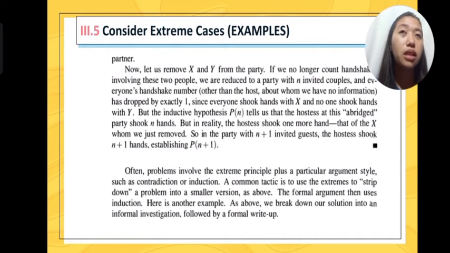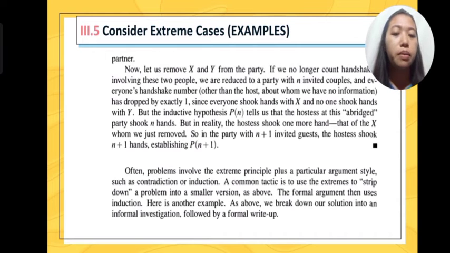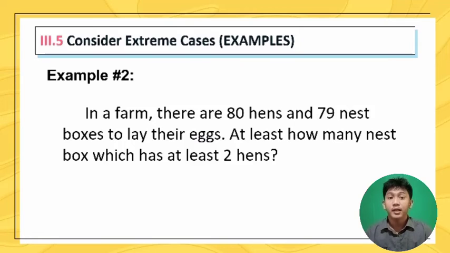May mga problems na masyadong mahirap, but using those extreme cases of the problem, it will be easier for us to solve it. Consider extreme cases, example number 2. In a farm, there are 80 hens and 79 nest boxes to lay their eggs. At least how many nest box which has at least 2 hens?